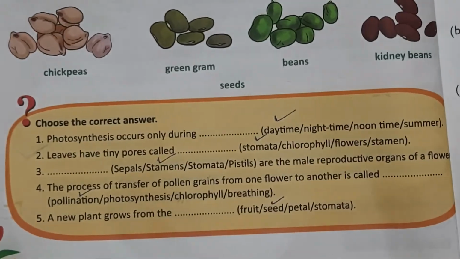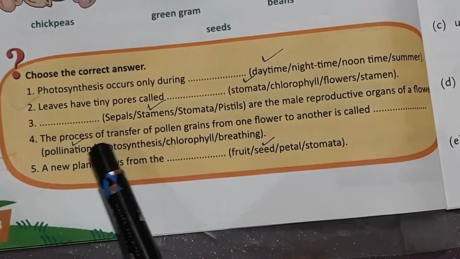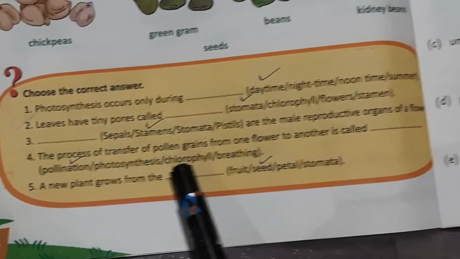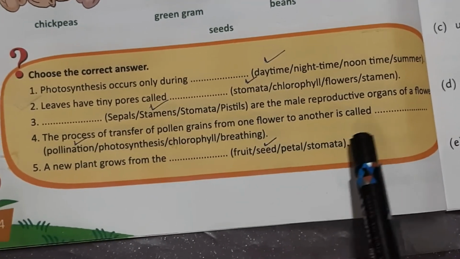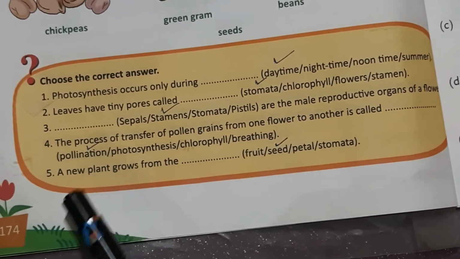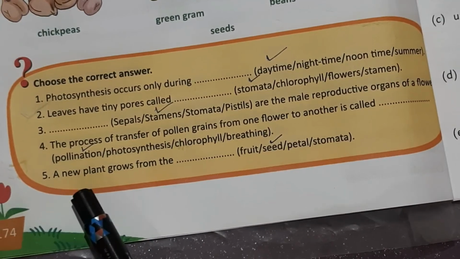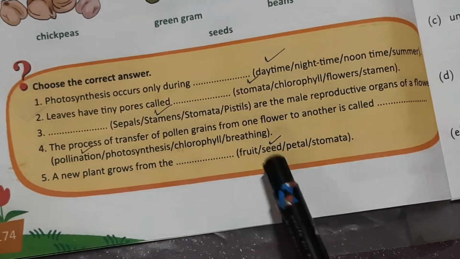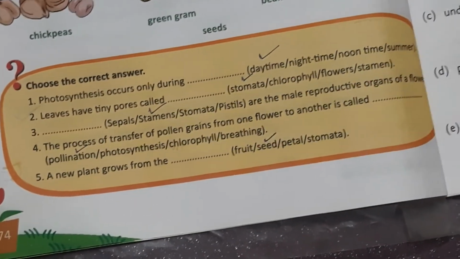Tick stamens. Number 4, the process of transfer of pollen grains from one flower to another is called pollination. Tick pollination. Number 5, a new plant grows from the seeds. Tick seed. This is all for today.